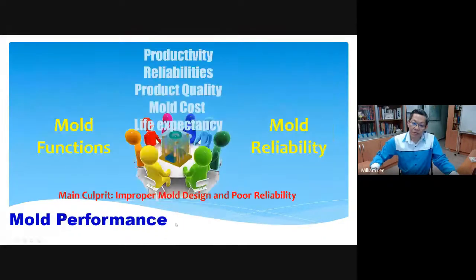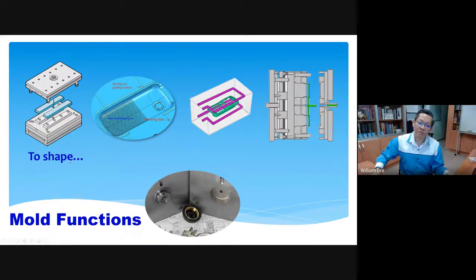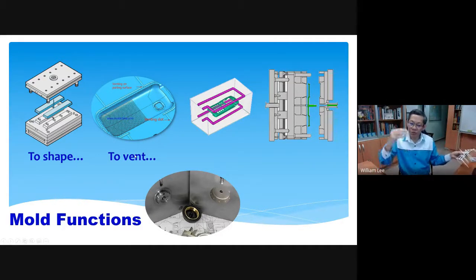So first of all, what is the mold function? The mold function involves shaping the part, right? So the mold is regarded as a parent. No parent, no children. To shape the part, you must design the feeding channel, which includes the sprue design, the runner design, and also the gate design. You also need to vent out the air. Otherwise, if you have an air trap inside, you will not get a good part. You can burn the material or cause a short molding.